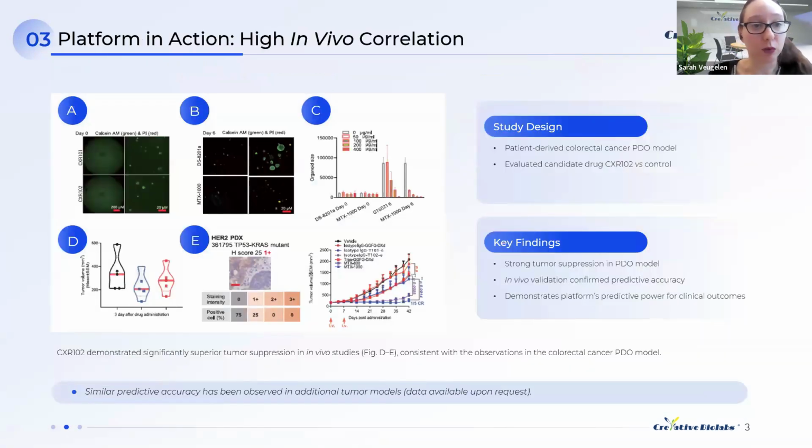As an example, I would like to show you here our platform in action. As the study design, we used a patient-derived colorectal cancer PDO model, and we evaluated a drug candidate here called CXR102 versus a control. We found that this drug candidate is able to reduce the tumor volume, and we were able to replicate these findings later on in vivo, which demonstrates this platform's predictive power for clinical outcomes. We can provide additional data upon request, of course, if you're interested.